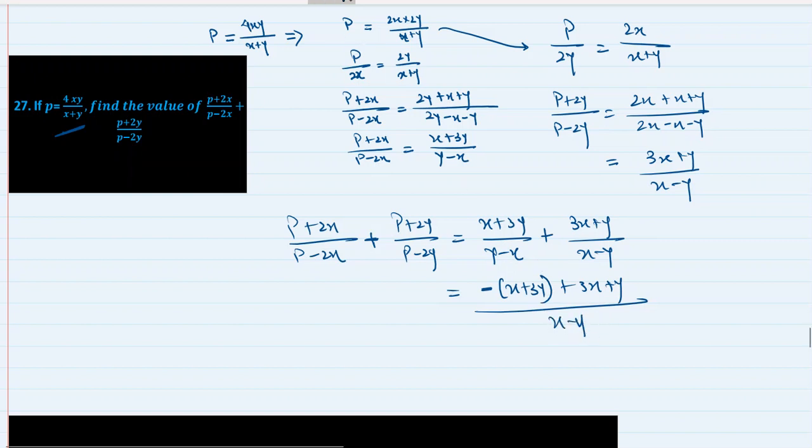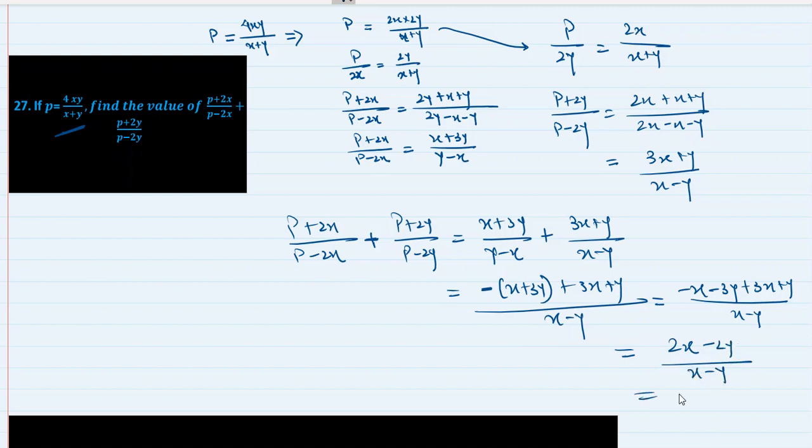so that becomes a common denominator. No need to take LCM, and this will become minus x minus 3y plus 3x plus y upon x minus y, and this will be 3x minus x, 2x minus 2y upon x minus y, which will be 2 bracket x minus y upon x minus y. X minus y gets cut and the answer becomes 2. The final answer of the fraction is 2. So yes, there was an application of componendo dividendo over these 2 steps, and we got the correct answer 2, right?